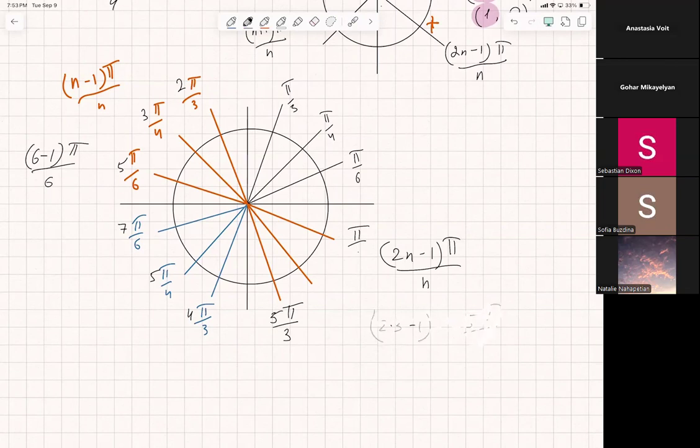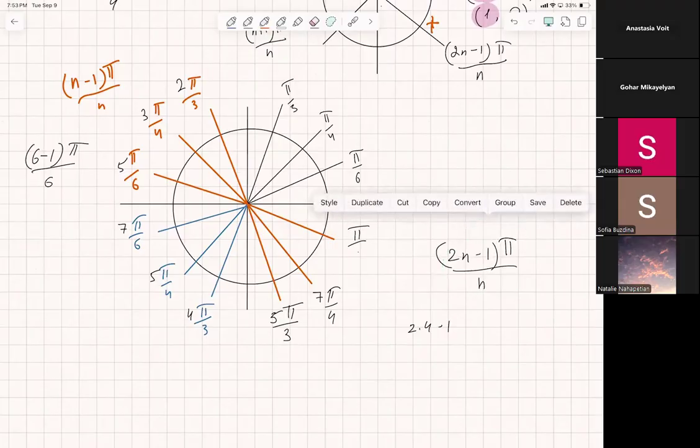Now, the next one, we have 4 in the denominator. So what is this value here? It's going to be 2 times 4 minus 1, which is 8 minus 1, 7, right? So 7 pi over 4. And for the last one, this is pi over 6. So 2 times 6 minus 1, that's going to be 12 minus 1, that's 11 pi over 6, right?